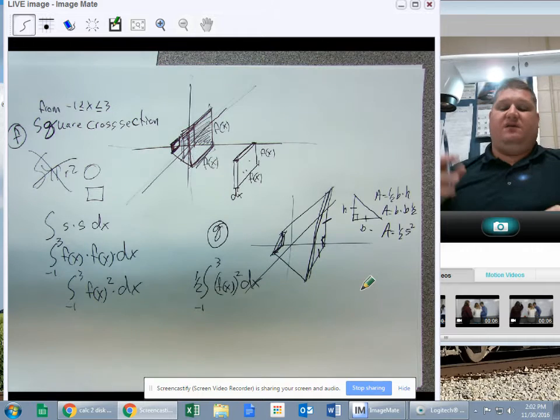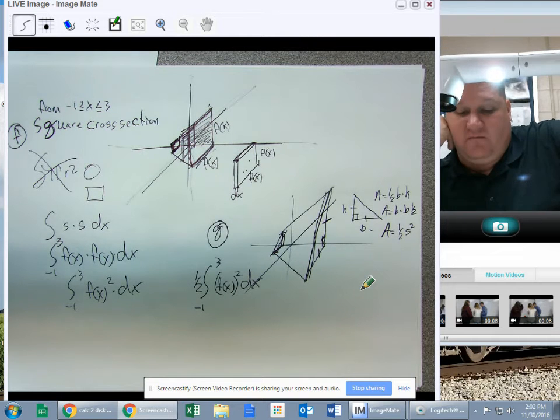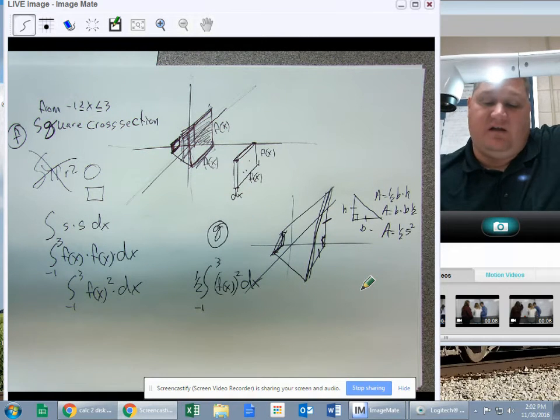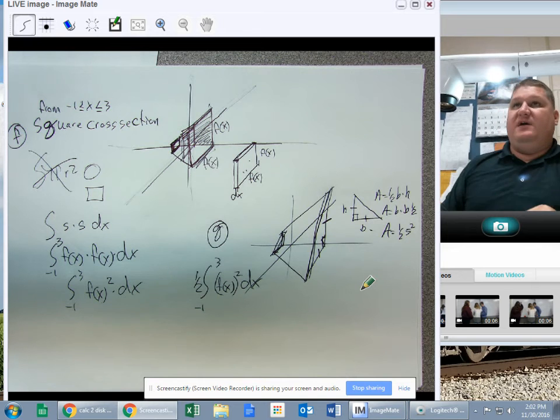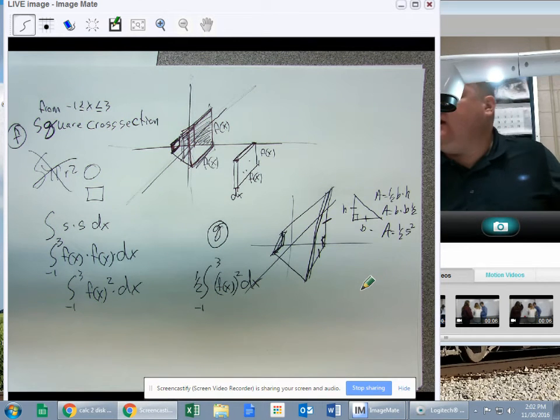Now, folks, doesn't it make sense that you're going to have half the volume if each cross section is exactly half as big? So with that, you should be able to finish up everything in this section.